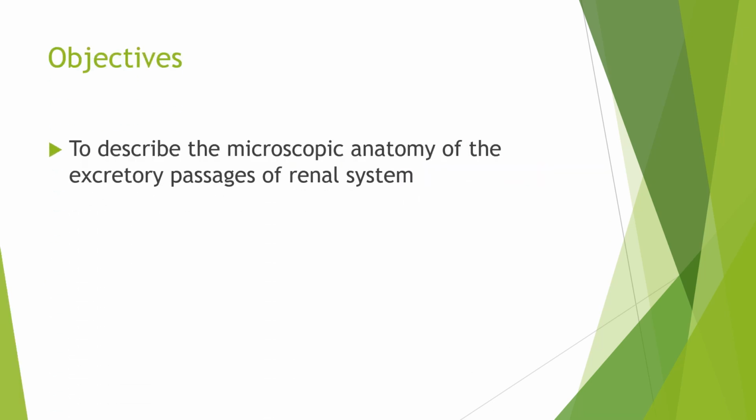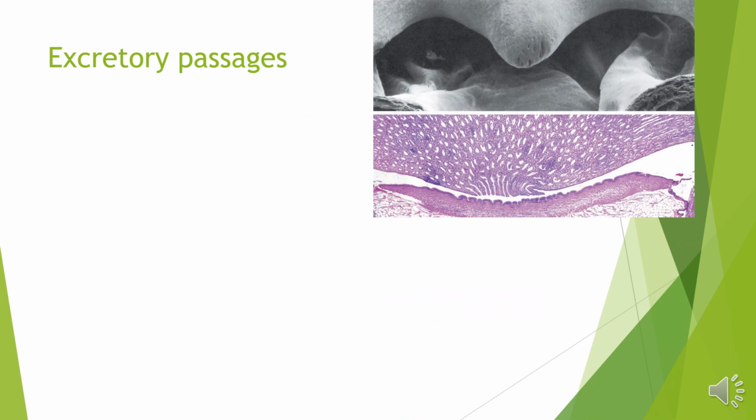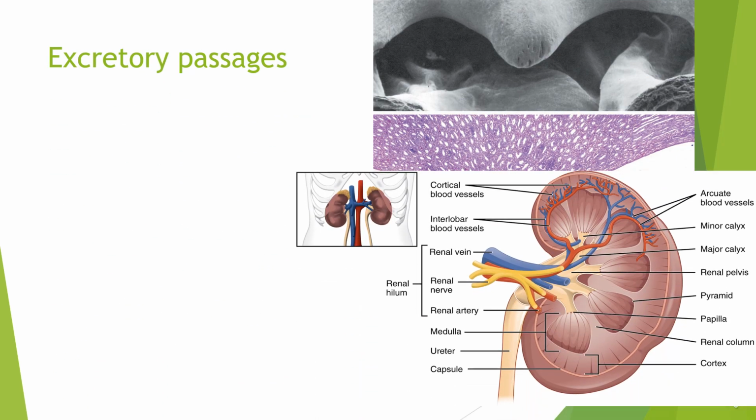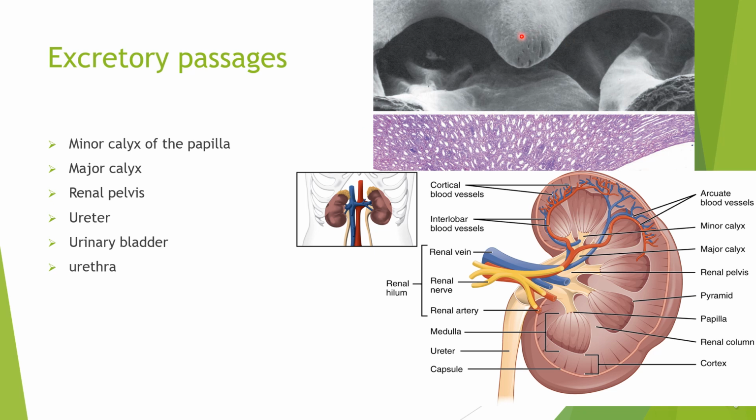Objective of today's slide is to describe the microscopic anatomy of excretory passages of the renal system. So in excretory passages, the urine that flows at the area cribrosa then passes through the minor calyces, then through the major calyces into the renal pelvis, and then passes through the ureter, where it is stored into the urinary bladder, and then when there is a need, it is voided through the urethra.